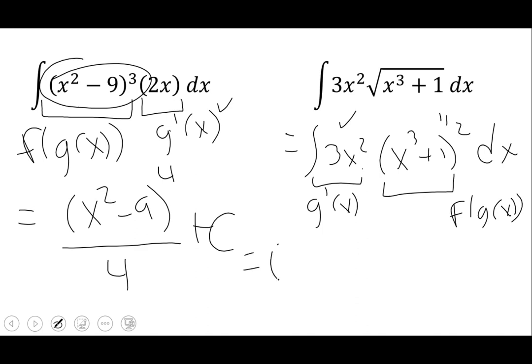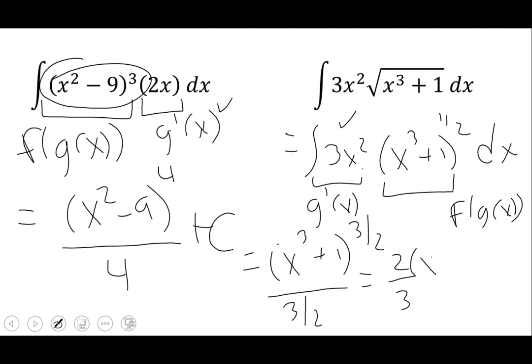You're going to take your quantity, x cubed plus 1. You're going to raise it to the 1 higher power. So 1 higher than 1/2 would be 3/2. Don't forget to divide by that same power. And then, of course, we wouldn't leave our answer like that. We would multiply by the reciprocal, which would be 2/3. (x cubed plus 1) to the 3/2 power, and don't forget the plus c.